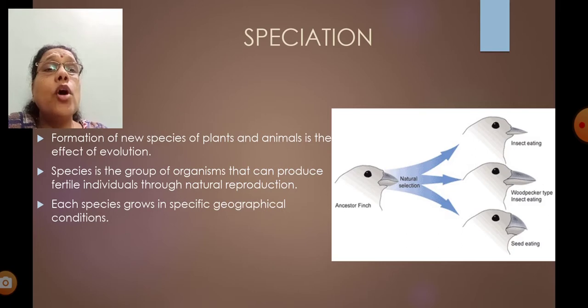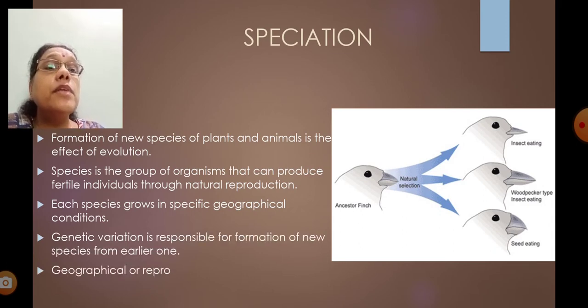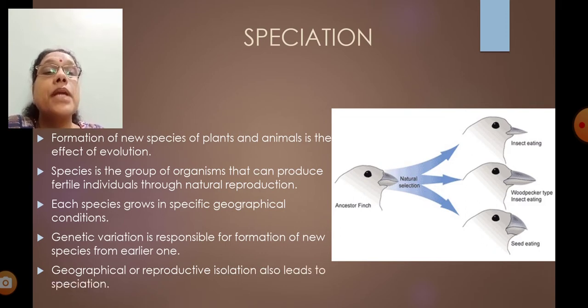Species is the group of organisms that can produce fertile individuals through natural reproduction. Each species grows in specific geographical conditions. Genetic variation is responsible for formation of new species from earlier ones. Geographical or reproductive isolation also leads to speciation. That is also one reason for speciation.